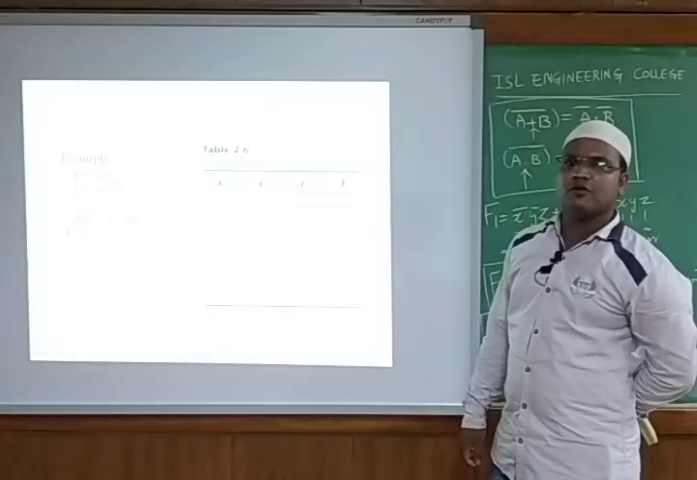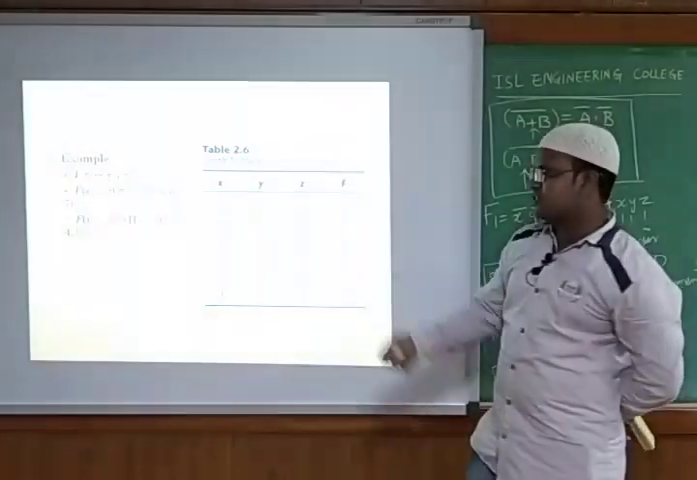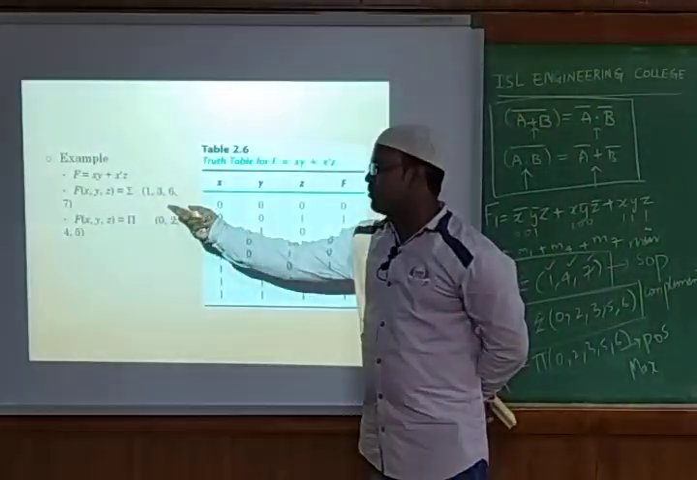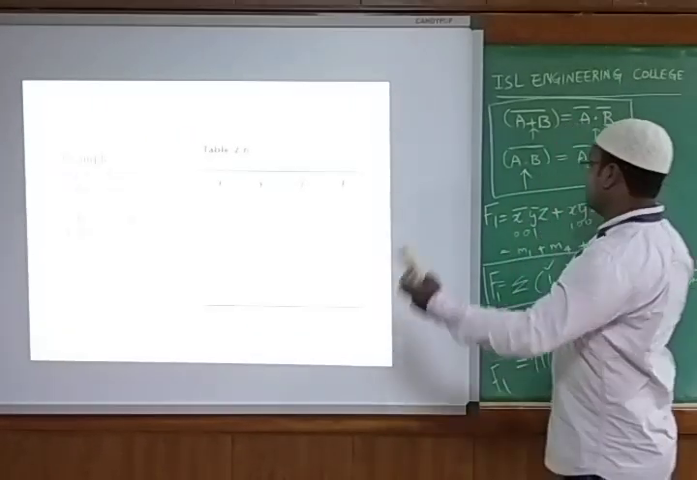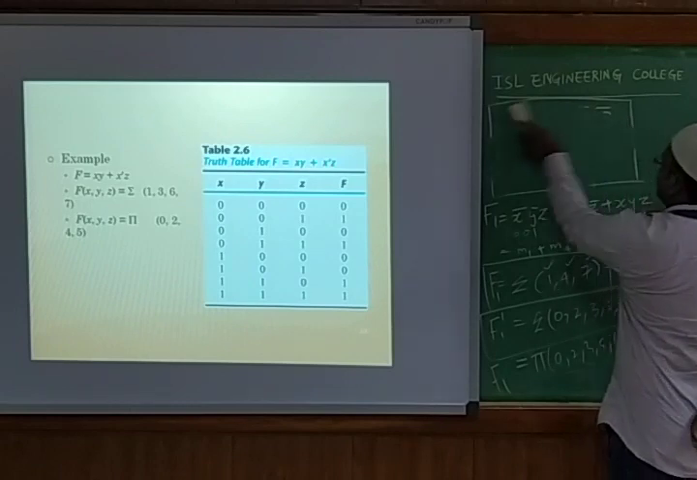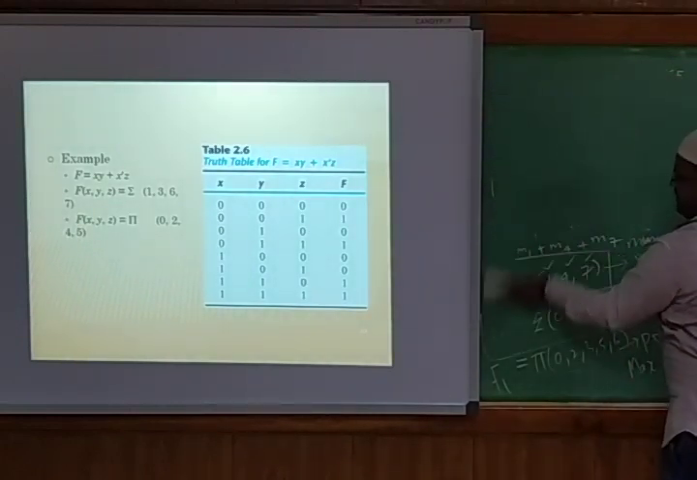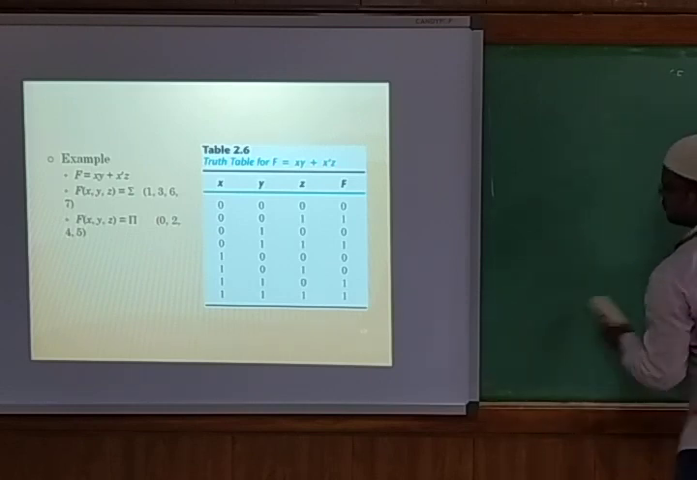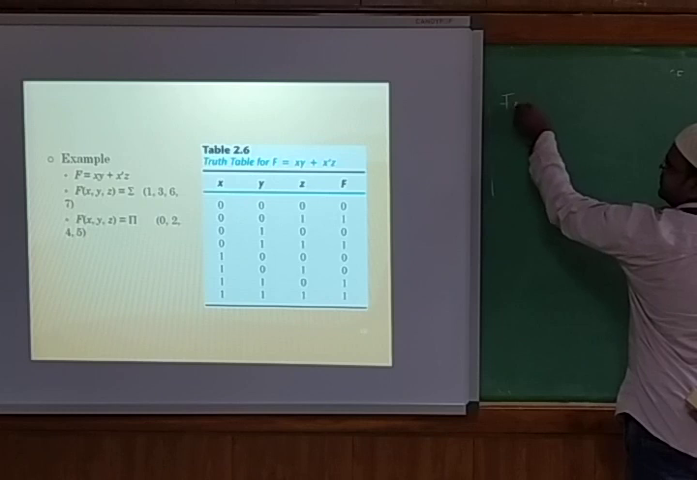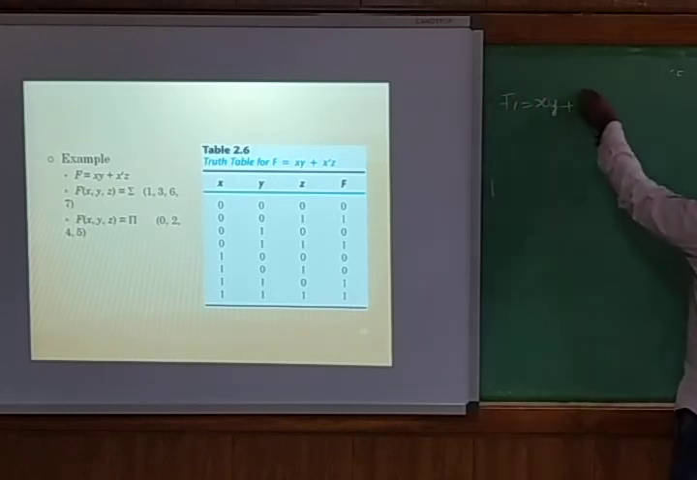Similarly, we'll take one more problem in this: F of x, y is xy plus x bar z. So the question is, they gave the question, and we need to write what the value is for it. How do we write this? We'll do it here. So F is equal to xy plus x bar z.